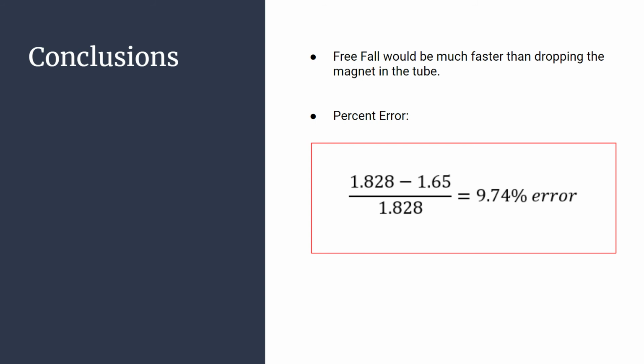In conclusion, we can determine that dropping a magnet in free fall would cause the magnet to fall much faster than it does through the aluminum tube, as there would be no magnetic force resisting the fall. In comparing my results from the actual experiment versus the simulation, we see a small 9.74% error. This error could be due to either error in my experimentation or due to error in calculating the magnetic dipole moment of my magnet from Lab 3.